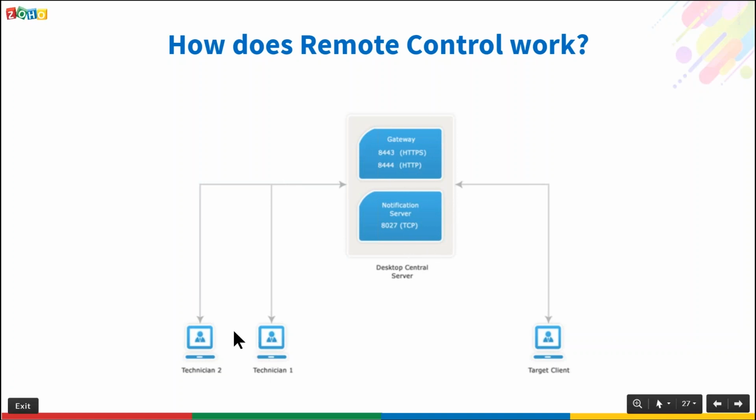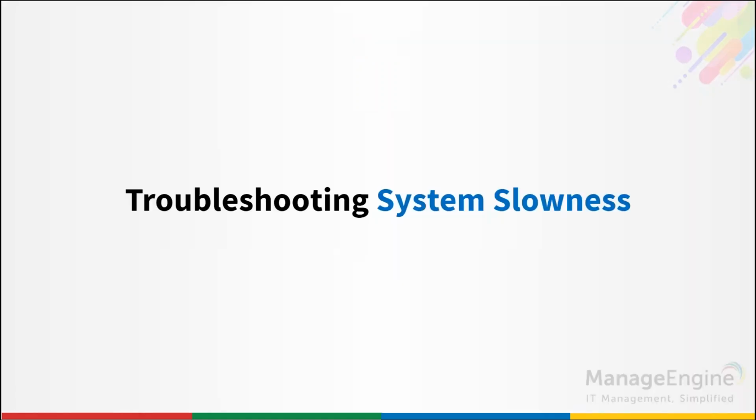So when the second technician comes and joins the remote session, as a session has already been live in the network, he'll get to see the screen captures directly. So this is how the remote control works at the backend. So let's proceed. So yes, the most common issue that system administrators face on a day-to-day basis is system slowness.